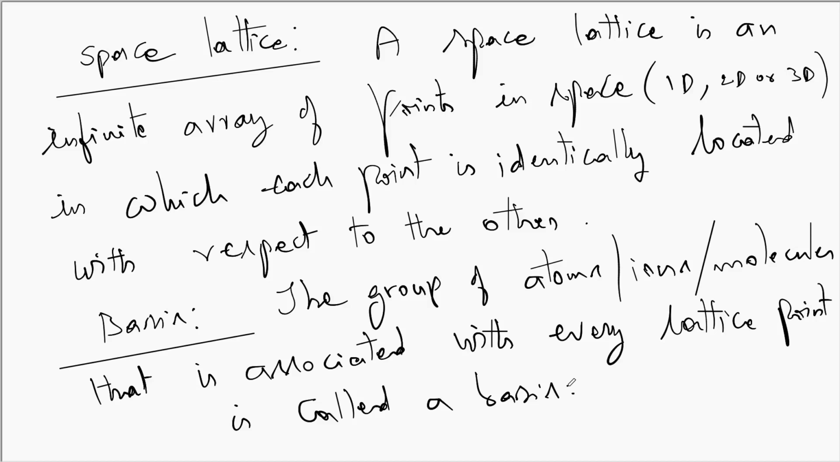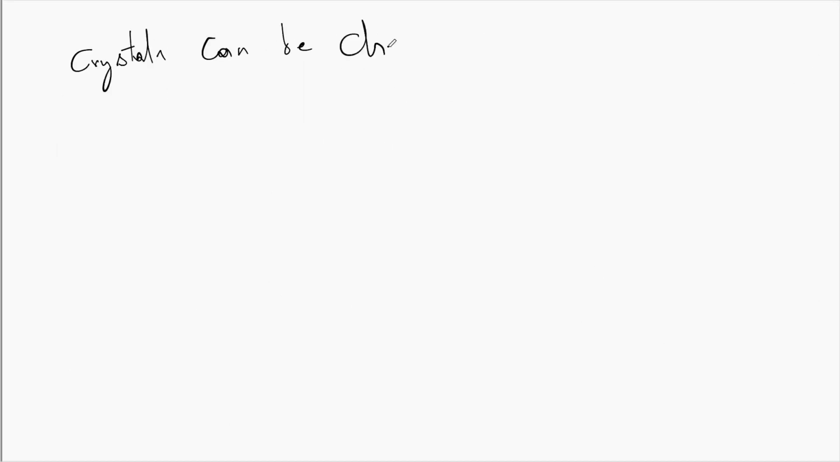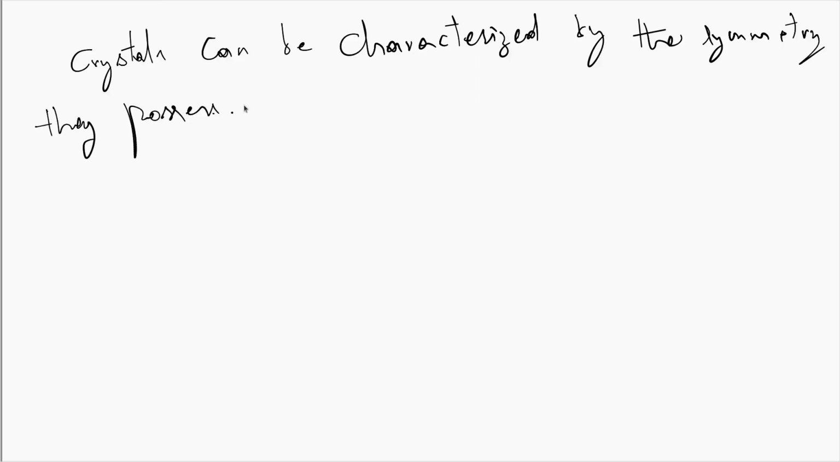The periodic arrangement of the basis in the crystals will lead to some similarities. The similarities are called the symmetry of atomic arrangements, or the basis arrangement in the crystal. Crystals can be characterized by the symmetry they possess. Crystal symmetry elements are certain imaginary operations or certain mental operations.